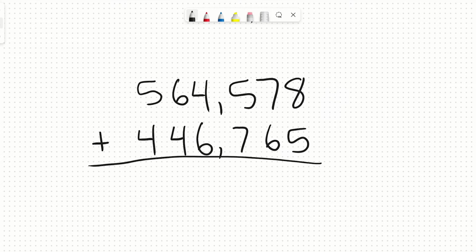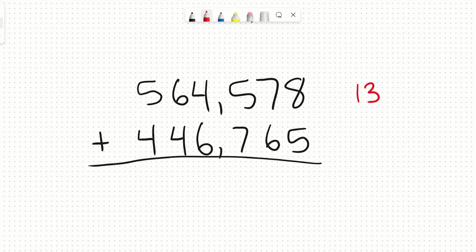564,578. Let's add that up with 446,765. We're going to follow the same steps of moving from the ones place to the tens, hundreds, thousands, 10,000s, all the way to the 100,000s. Starting in the ones place, we have 8 plus 5. That's going to be 13.